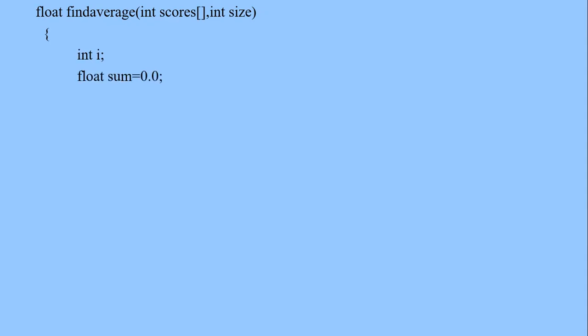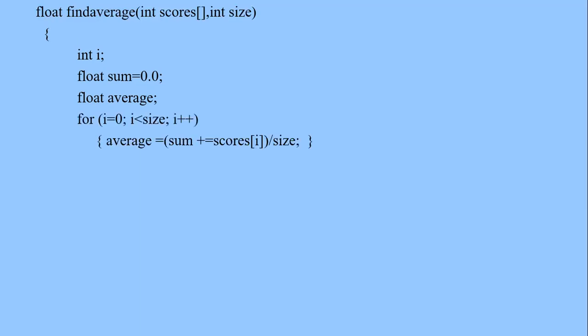So we have 2 local variables declared. We have int I, and then this statement is declaring a local variable called sum and initializing its content to 0. Then we have a local variable called average, which is going to store a value of type float. And then the for loop is supposed to do the computation or the looping.